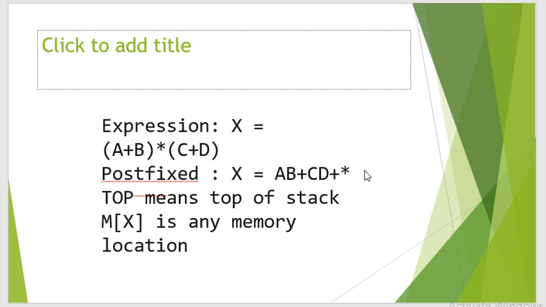So the top is the top of the stack. Here one mistake occurred. This is not top, this is TOS. So TOS is the top of the stack. Then M of x: we read this as M of x, the memory operand at address x. So the memory operand at address x is some memory location, and the operand or variable name is x.